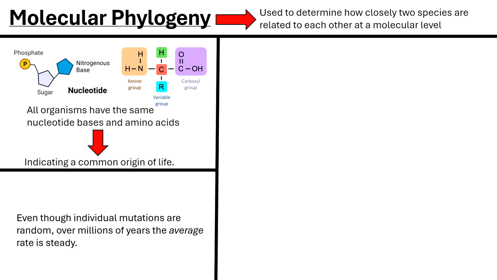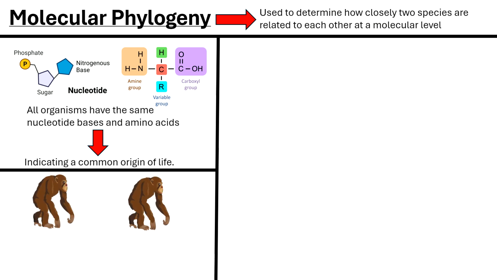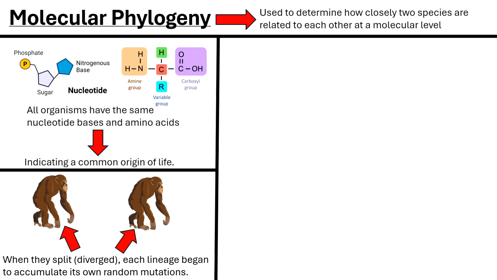Also have in mind that mutations are random, but over millions and millions of years, the average is actually steady. And this means that when these two monkeys split or diverged, each lineage began to accumulate its own random mutations, and this is going to lead to speciation, which we're going to look at later in the video.